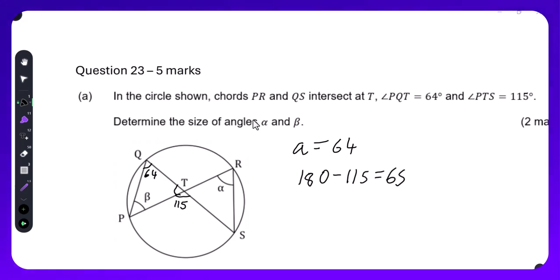And therefore 65 is the angle that you've got in the middle there, and therefore to get beta it's just going to be 180 minus 64 minus 65, and that's going to get you 51 degrees. Not too much that needs to be done for that one, hence only 2 marks.